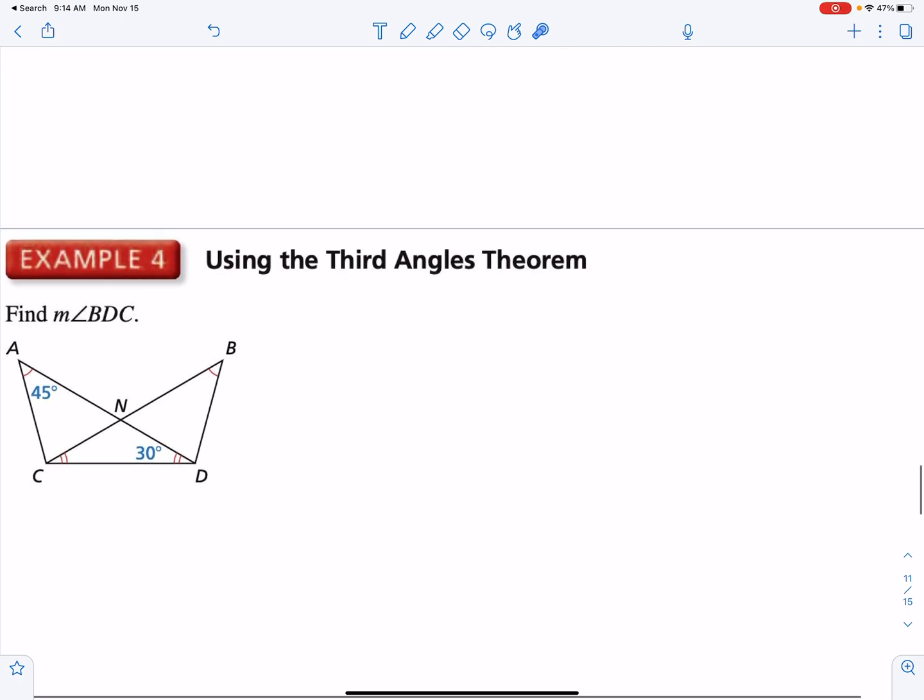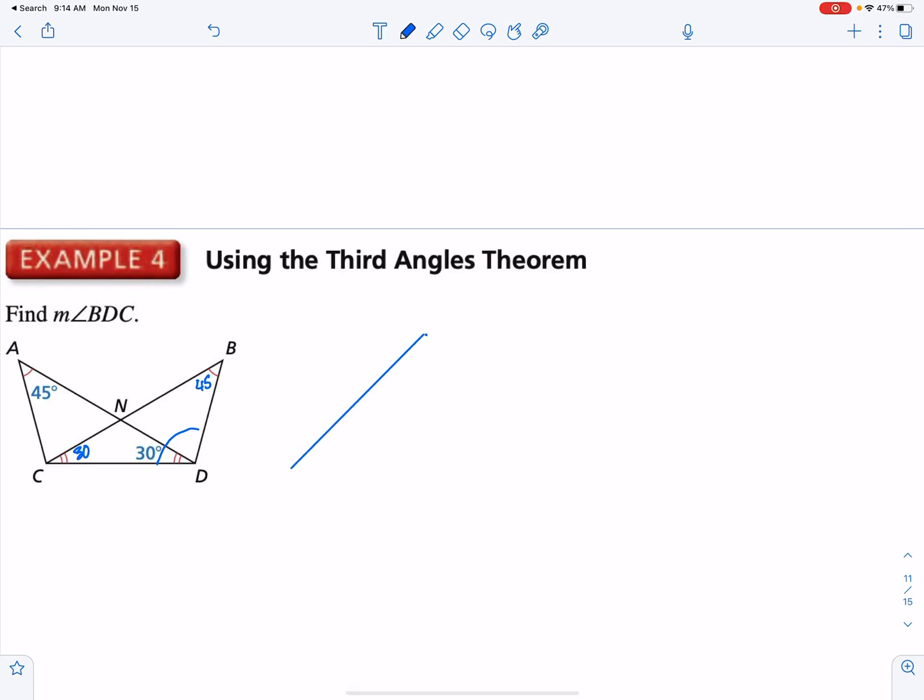So using the third angles theorem, again, this looks very complicated, but if we take a step back and look at it, it's really not so bad. We want to find the measure of angle BDC. So that's this angle right here. Before we can do that, we need to pull apart a couple of things. First of all, we know that this is also 45, and we know that this is also 30.